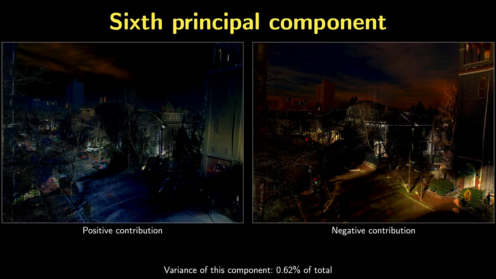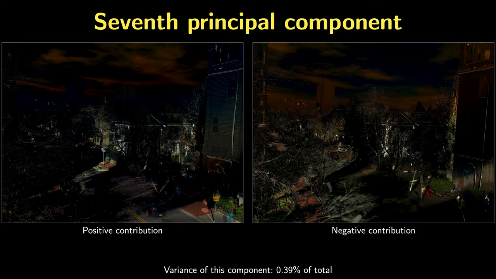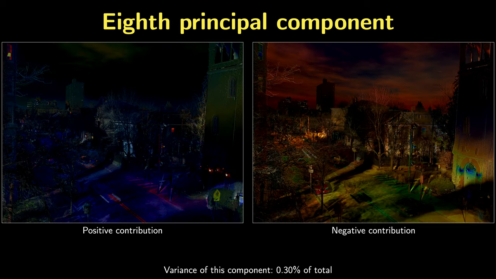Let's take a look at several more. The sixth component explains 0.62% of the total variance. The seventh component explains 0.39% of the total variance. And the eighth component explains 0.30% of the total variance.